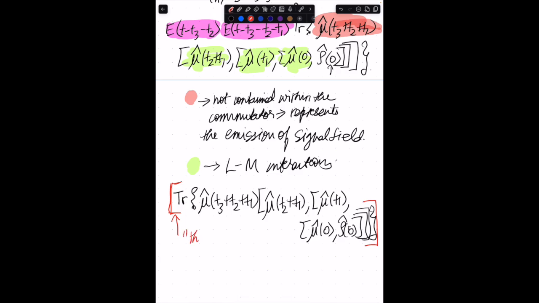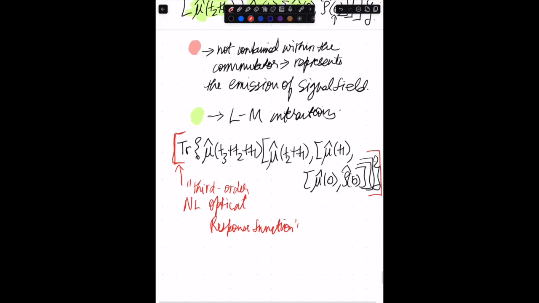So let me write it down really clearly. Third order nonlinear optical response function. And this contains the mathematical information, as the word itself describes, on the response of the system to the light fields. So this is what you have to calculate for different matter systems to simulate your multidimensional spectra.